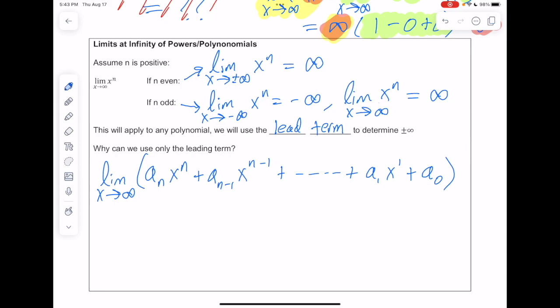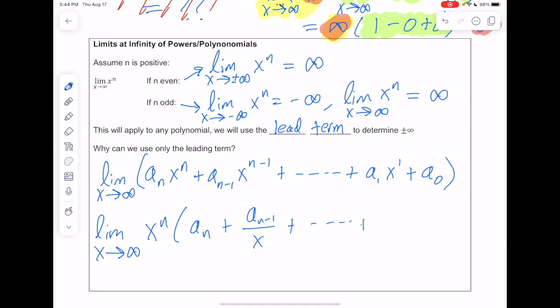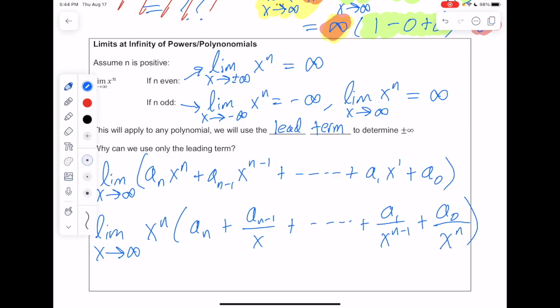Well, based on what we did in the example above, you could factor out an x to the n from that, and then have the other piece be inside, so you divide every one of these terms by x to the n, and you just get a sub n, plus a sub n minus 1 divided by x, plus, and it would go until you get over here, and you would have a sub 1 over x to the n minus 1, and the last one would be a sub 0 over x to the n. So now what happens when you take the limit as x goes to infinity of that expression?